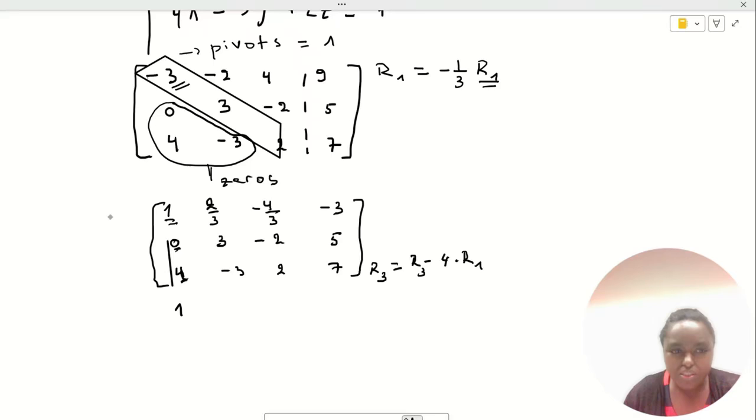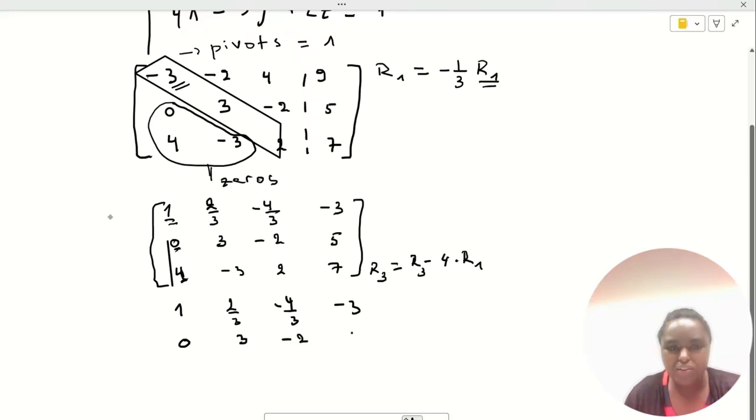Then the first row is 1, 2 over 3, minus 4 over 3, and minus 3. The second row is also fixed. Then 0, 3, minus 2, and 5. And then the third row is obtained using this transformation. Then what do we get?